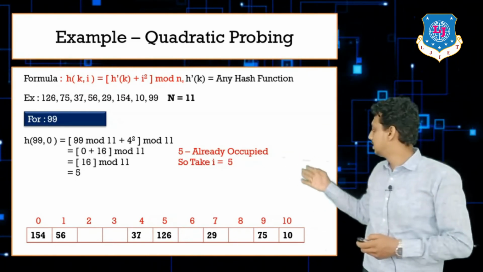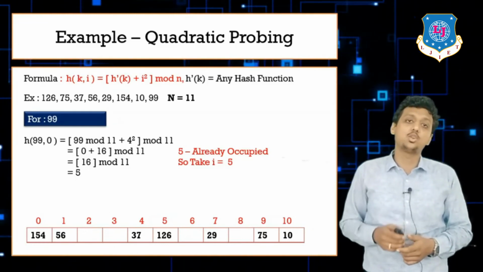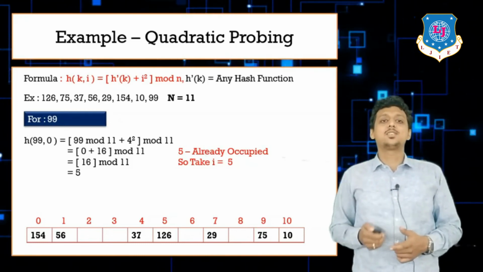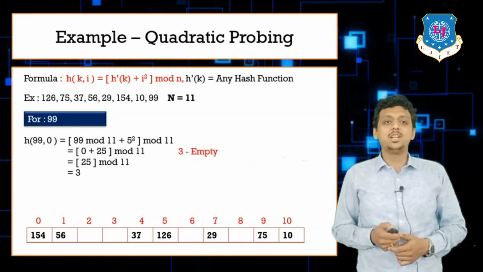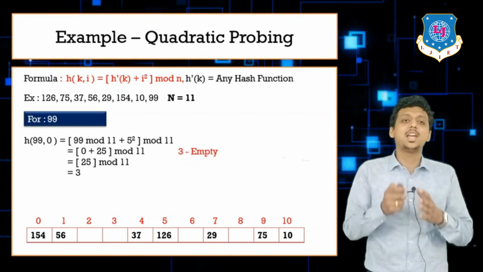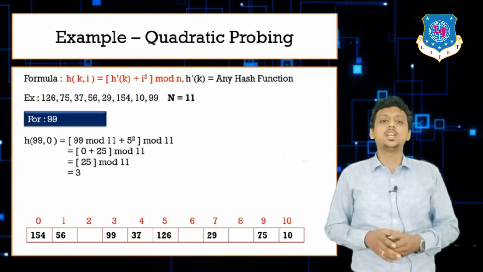16 mod 11 becomes 5. Is 5 occupied? Yes, 5 is occupied. So we again take another chance and increment i. That's 5, so 25 mod 11 becomes 3. 3 is empty, so I can insert 99 at the third index. Fine, that is how quadratic probing works.